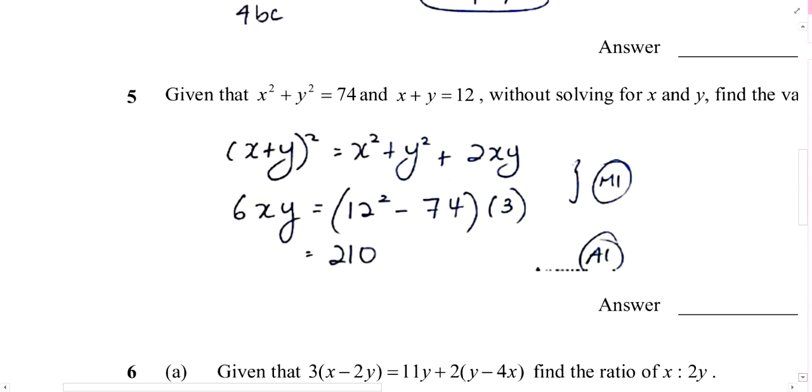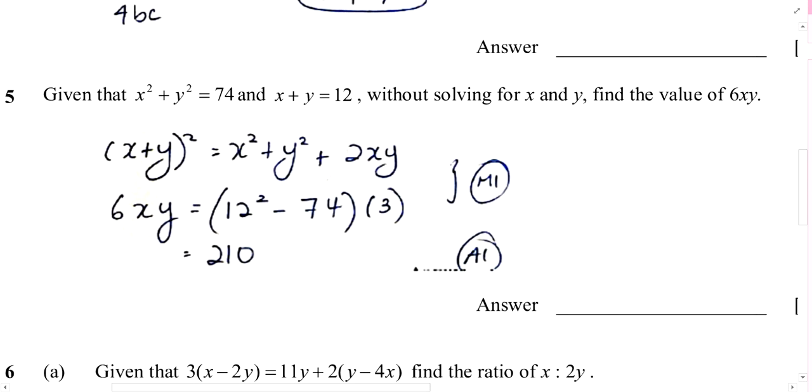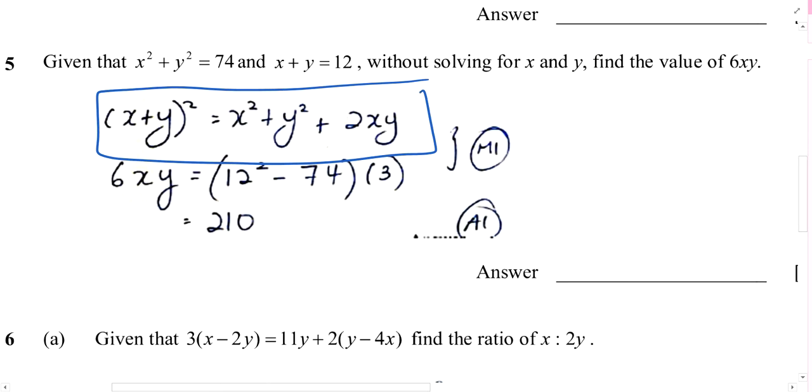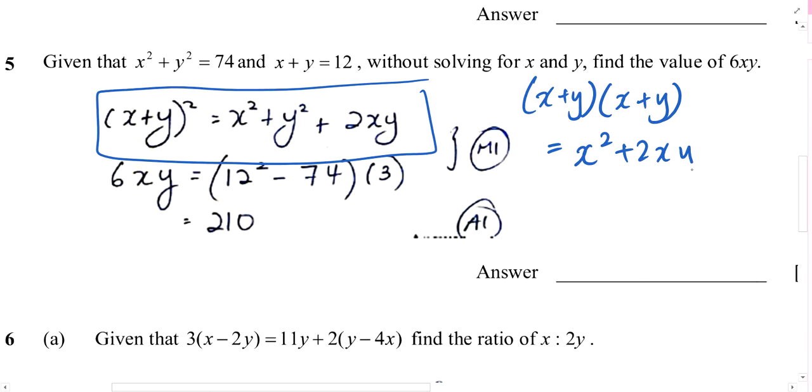Question 5. x squared plus y squared is 74. x plus y is 12. They say, without solving for x and y, you cannot go and find x equals to whatever, y equals to whatever, then you find 6 times x times y. Cannot do that. So we are going to use this special product. Our x plus y, which is actually x plus y squared. You must know that it's actually equal to x squared plus 2xy plus y squared. They are the same thing. You go and multiply them out using the rainbow method, you will get the same thing.